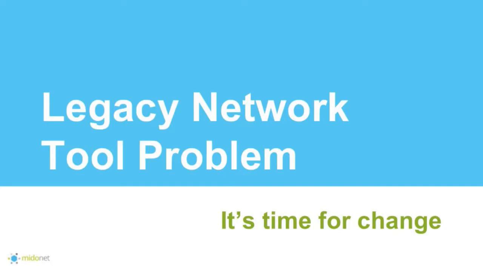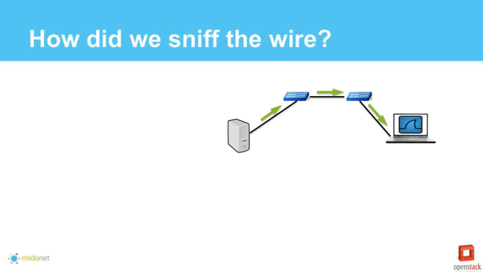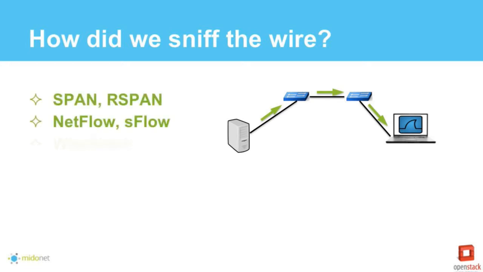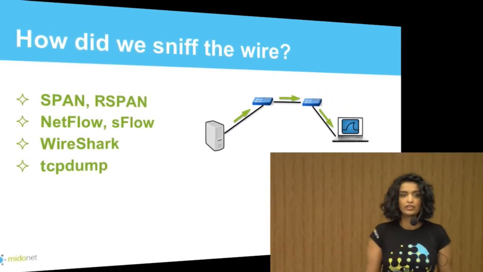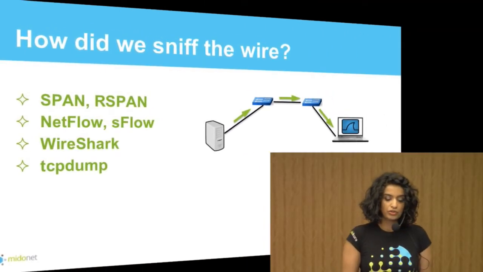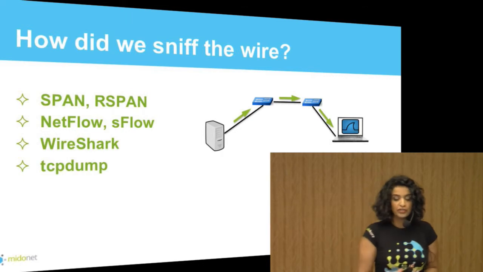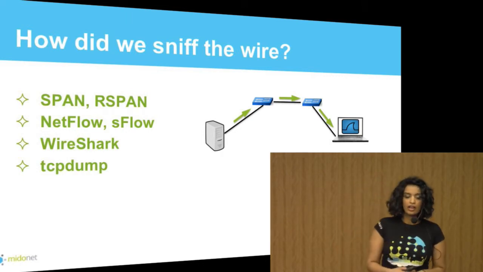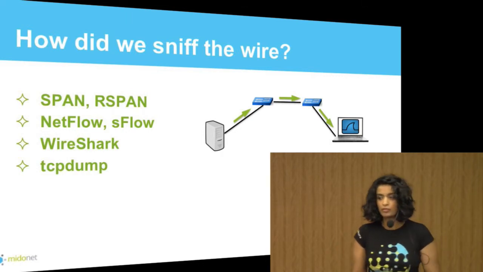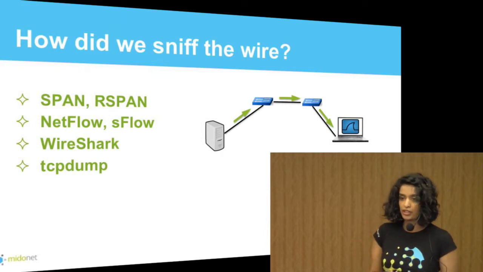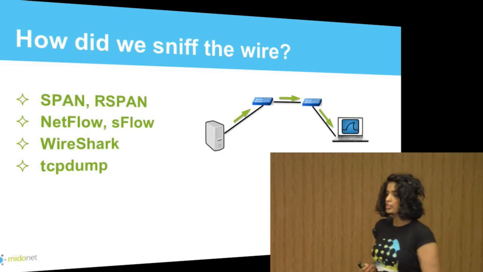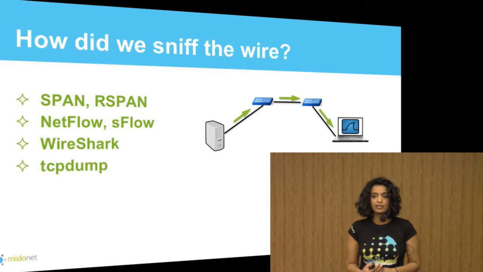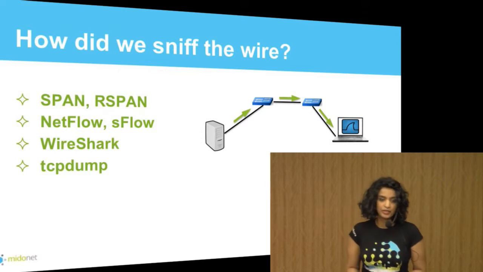So that legacy network tool problem, let's talk about what was used in the past and how it doesn't enable us to have insight into SDN and logical networks that are built by users of OpenStack. Previously, using things like RSPAN, sampling through NetFlow or sFlow, just dumping with Wireshark and tcpdump, looking at the packets, we're still going to have that header in front, whether it be GRE or VXLAN, and no context for how those logical networks map to those created in OpenStack.